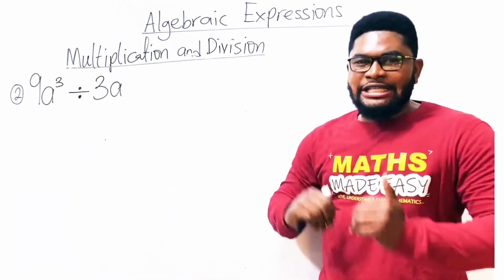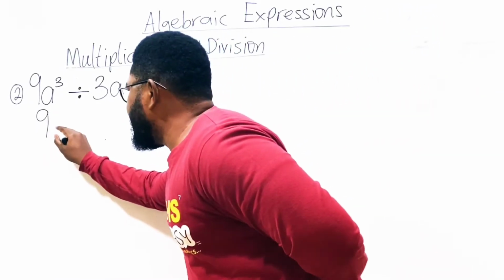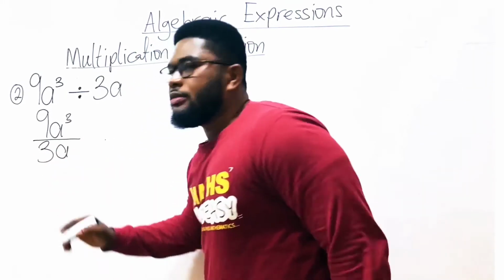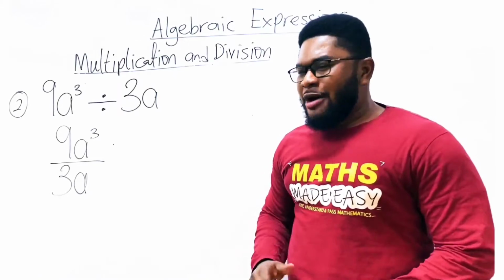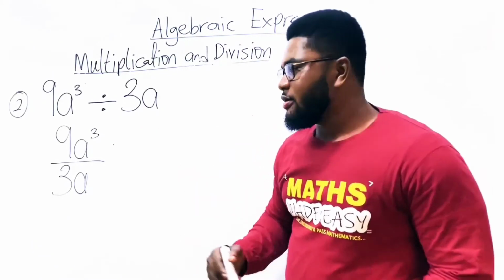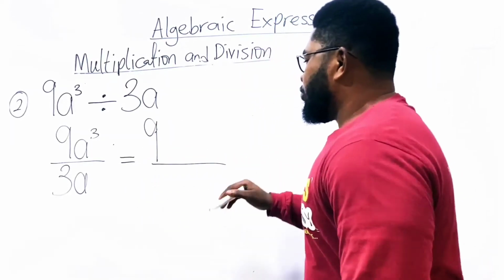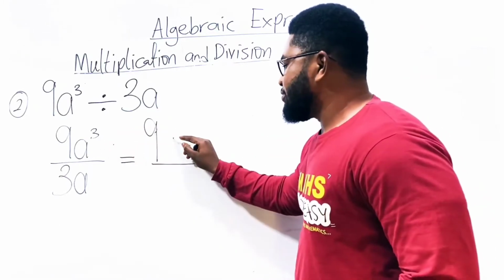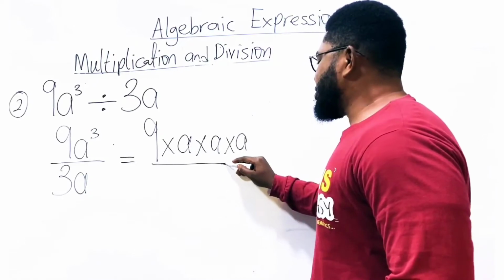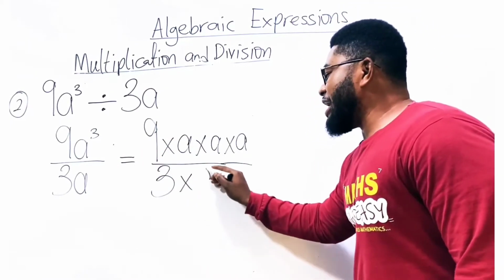Now you can rewrite it in the numerator and the denominator format. 9a cubed divided by 3a. From algebra, a cubed means a multiplying itself 3 times. This is the meaning. The 9 will stand with our division sign. a cubed is times a times a times a. That's multiplying it 3 times. Down here we have 3 multiplying a.